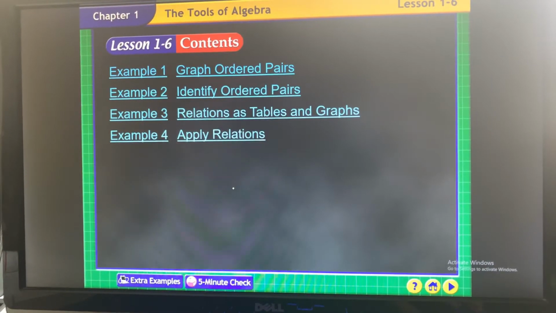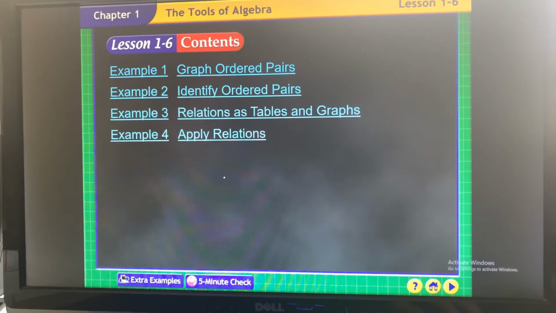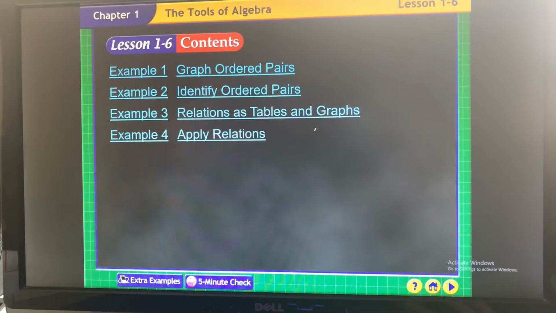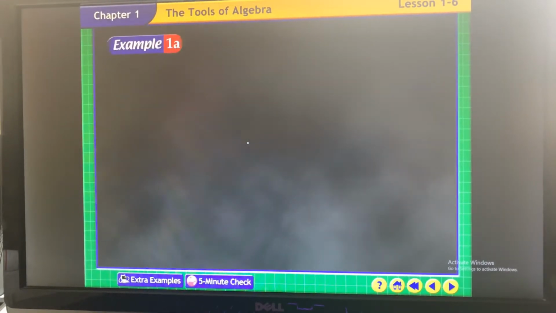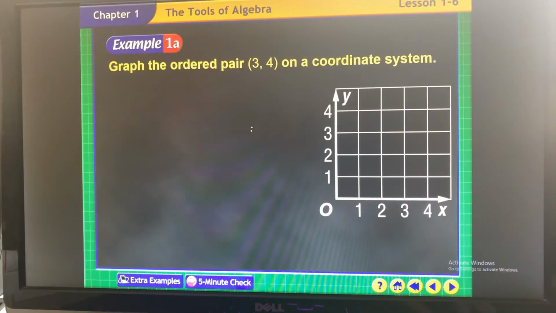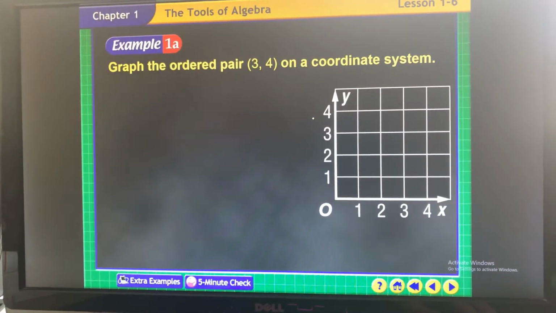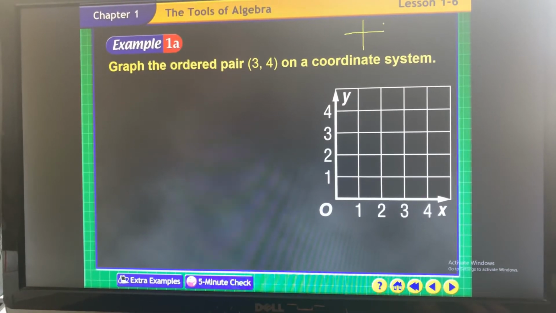All right, we're going to be graphing and identifying ordered pairs, relationships in tables and graphs. So here we are. Hopefully you're familiar with the coordinate system. Generally in the coordinate system, we have 4 quadrants.